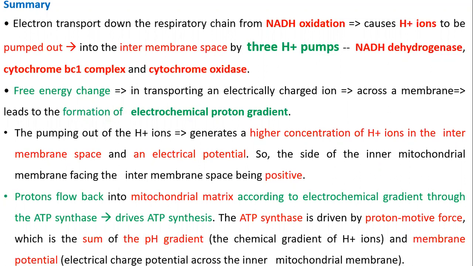So, the side of the inner mitochondrial membrane facing the intermembrane space is positive. Protons flow back into mitochondrial matrix according to electrochemical gradient through the ATP synthase, which drives ATP synthesis. The ATP synthase is driven by proton motive force, which is the sum of the pH gradient and membrane potential.